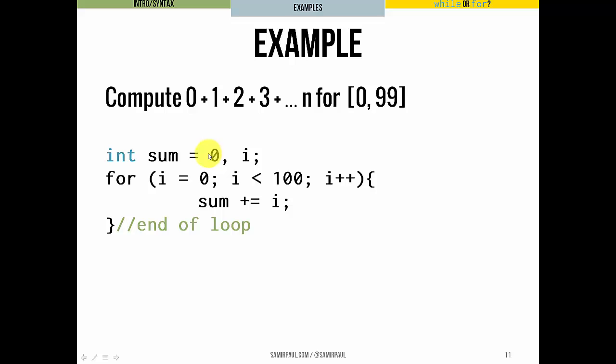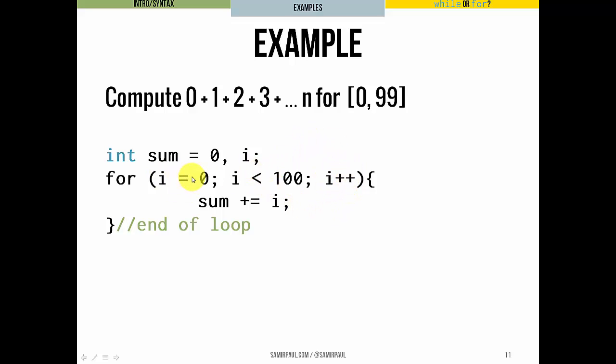So let's see. We declare a sum variable and initialize it to 0. We also declare a counter that we're going to call I. So first we initialize I inside the loop. While I is less than 100 is our condition, there's only one statement in the loop, which is sum plus equals I. So take whatever sum is and add I to it, and then we increment I. And then we go back and check again.